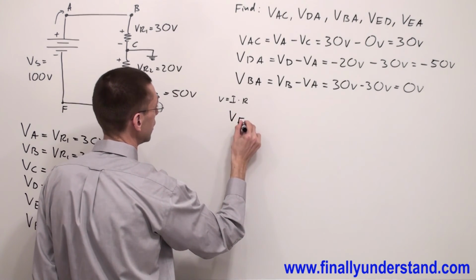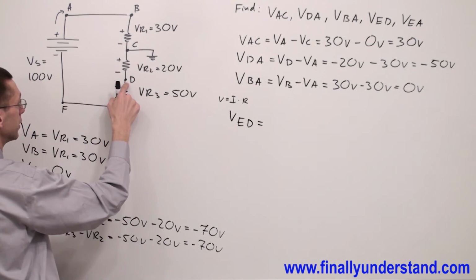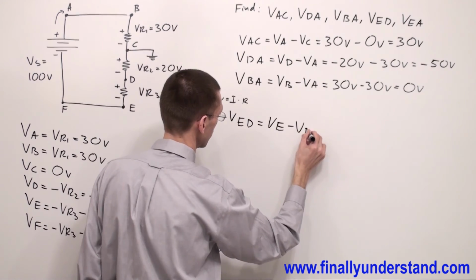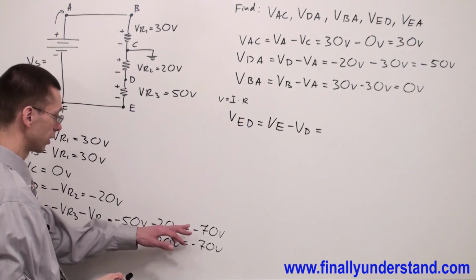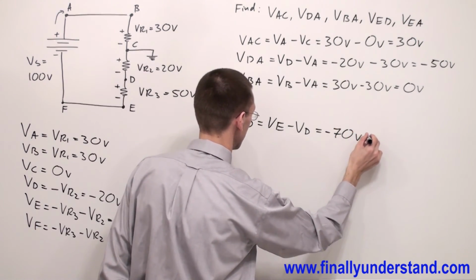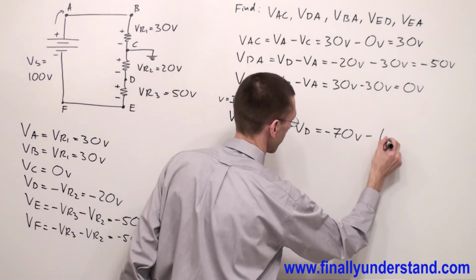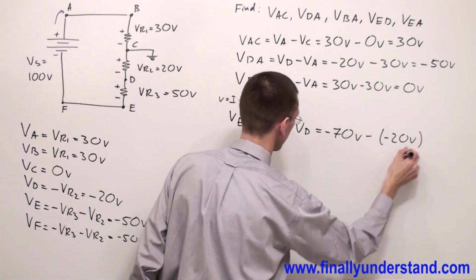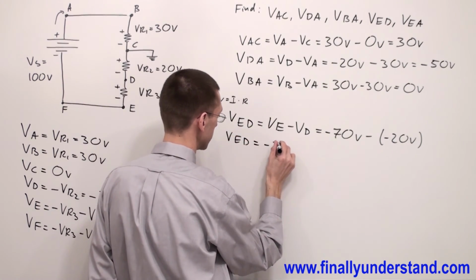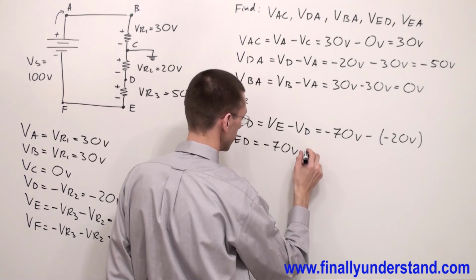VED is the voltage between point E and D. This is nothing else but VE minus VD. We found that VE is minus 70 volts, minus VD, which is negative 20 volts. So we have VED equals negative 70 volts. Negative times negative gives me positive.